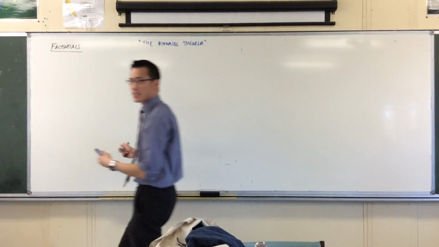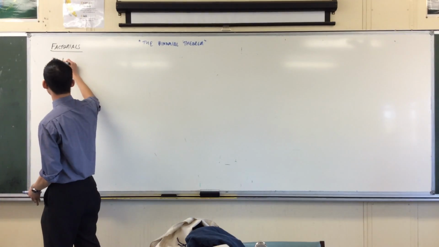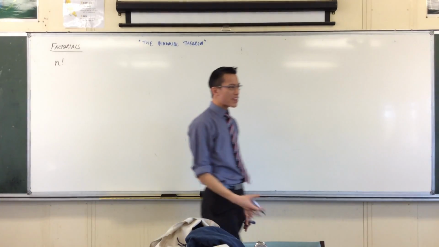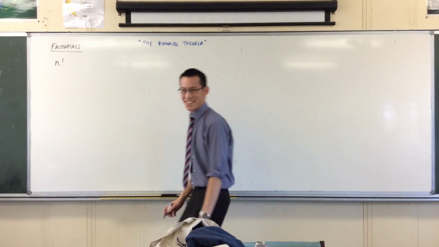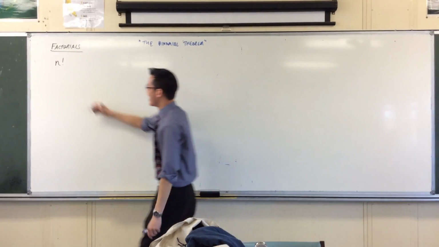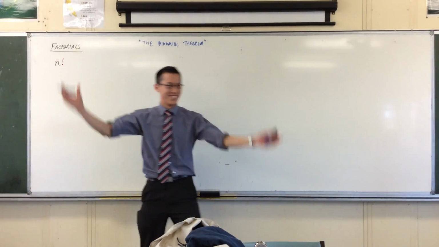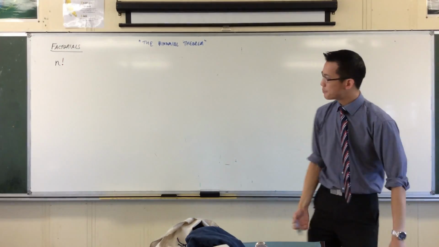We have a couple of different ways to define factorials. And we use the exclamation mark. Does anyone know why it's an exclamation mark? Because excitement, you know? You read it as n factorial. Now, I'll tell you why.